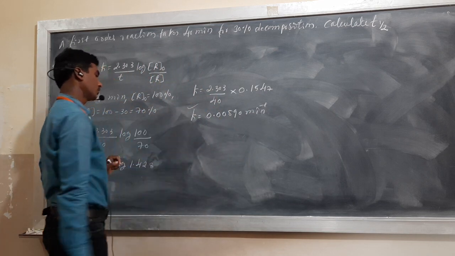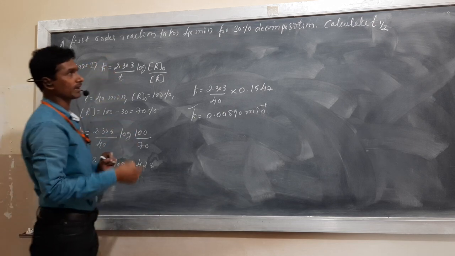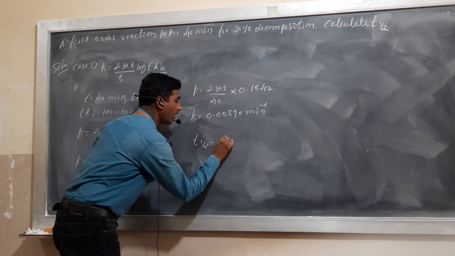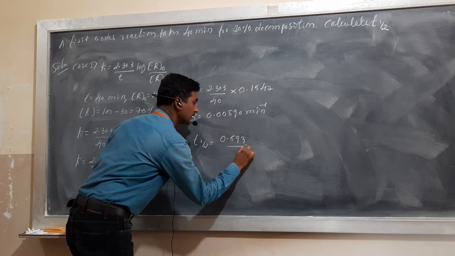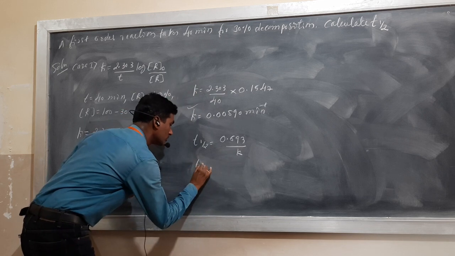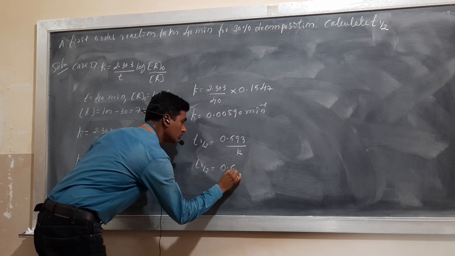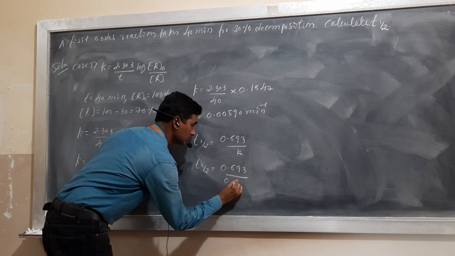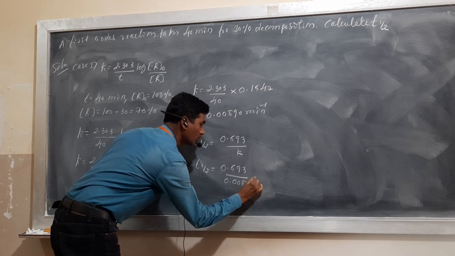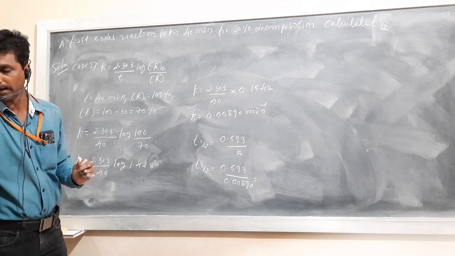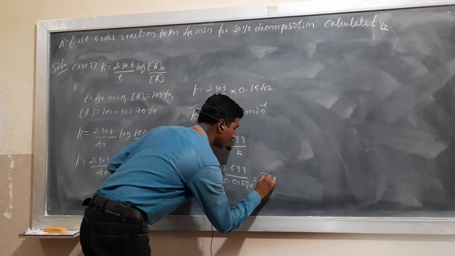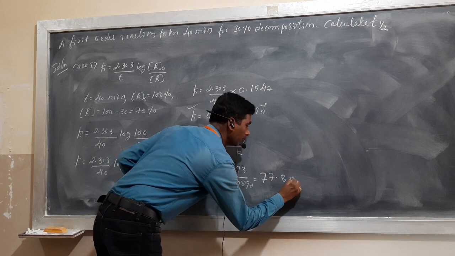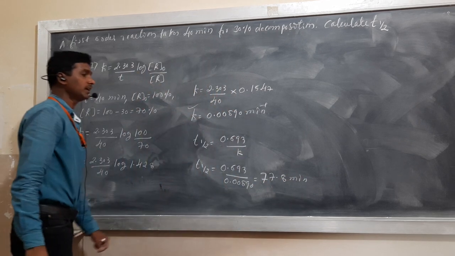In case 1, we found the rate constant. Then you go for calculating T half. T half means half-life. What is the half-life equation? T half is equal to 0.693 divided by K. So T half is equal to 0.693 divided by the K value, 0.00890. So we can get the answer, 77.8 minutes. So this is the half-life of the reaction.